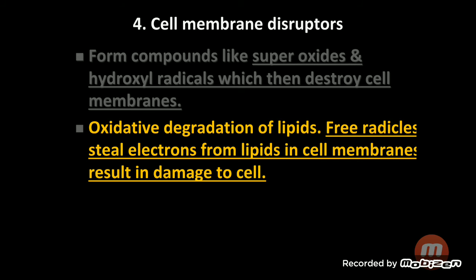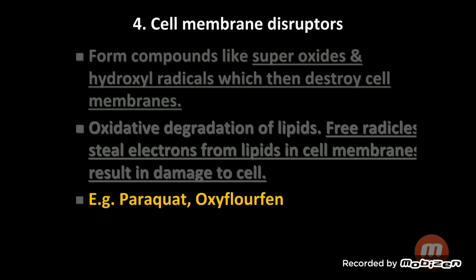The oxidative degradation of lipids is responsible. Free radicals steal electrons from lipids in the cell membranes and result in cell damage. These electrons would otherwise be transported for production of other products, but these electrons are absorbed by the herbicides. Then the further process cannot take place. Paraquat and oxyfluorfen are the examples.